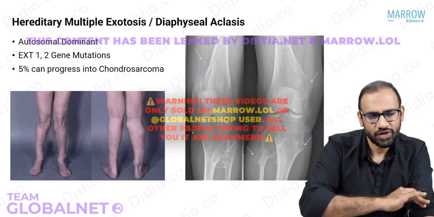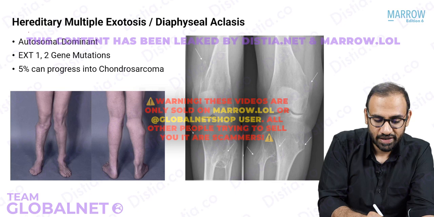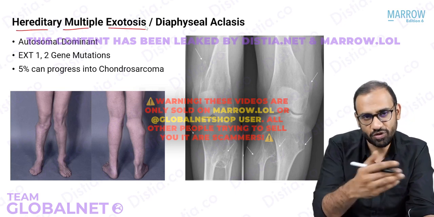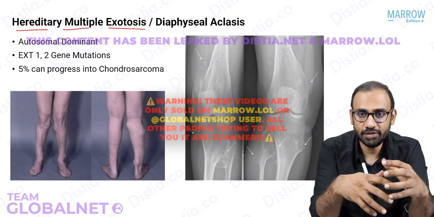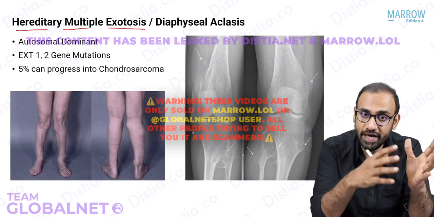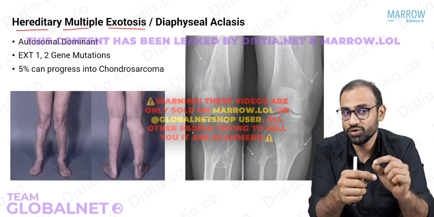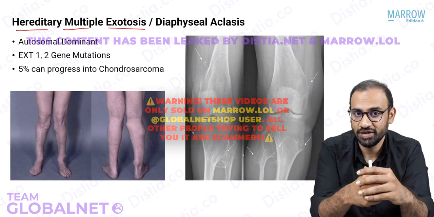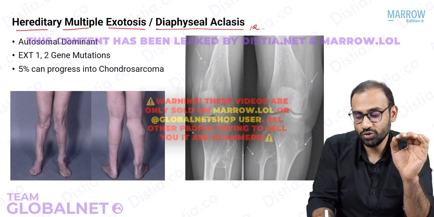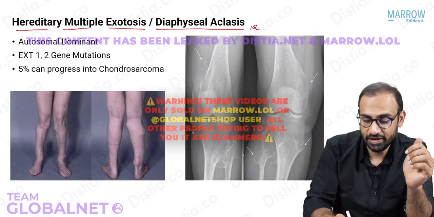Now, there is a variant of this osteochondroma that is inherited. That is known as hereditary multiple exotosis. You see, the other name for osteochondroma was exotosis. Here the patient has hereditary multiple osteochondromatosis or hereditary multiple exotosis. That means this patient has multiple exotosis or multiple osteochondromas. The term for this is diaphyseal aclasis, and be very careful, this is a misnomer because we all know osteochondroma occurs in the metaphysis. The term is diaphyseal aclasis.